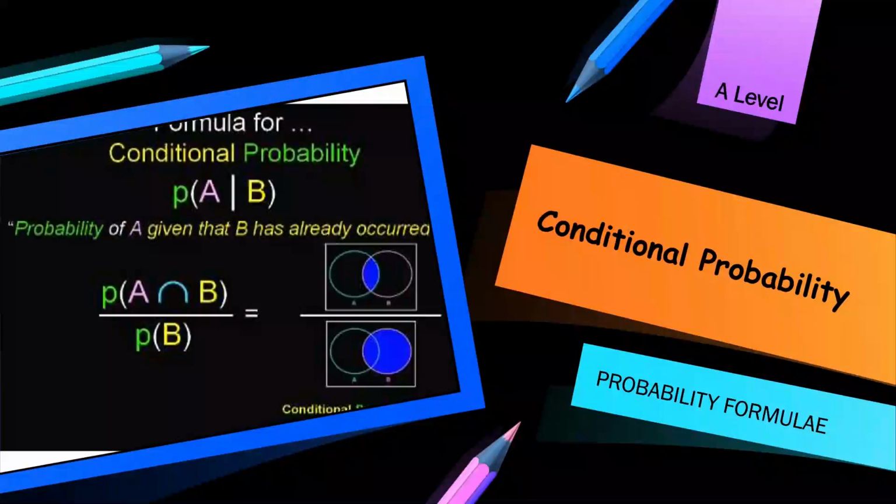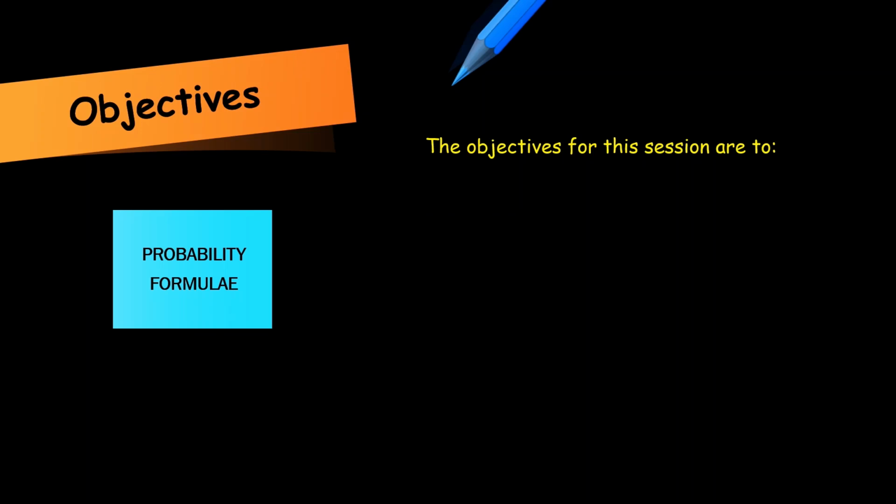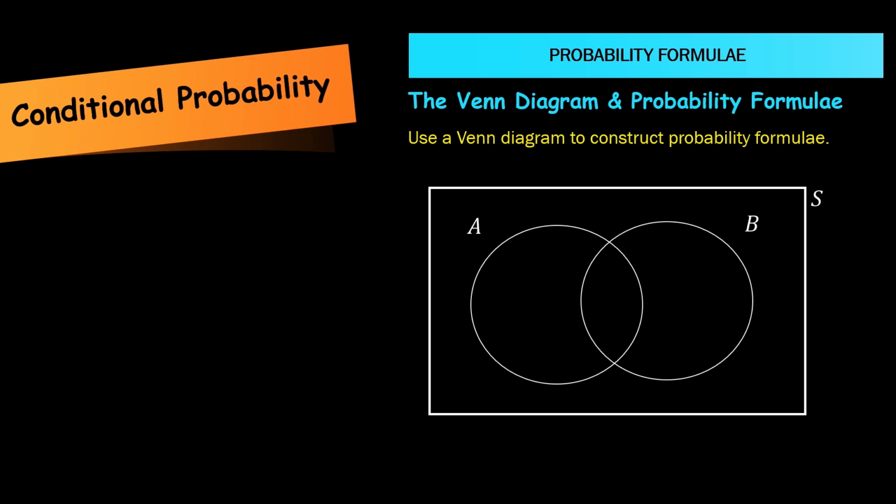Welcome to the session on conditional probability, probability formulae. The objectives for this session are to use probability formulae to solve problems. We're going to use a Venn diagram to construct probability formulae.